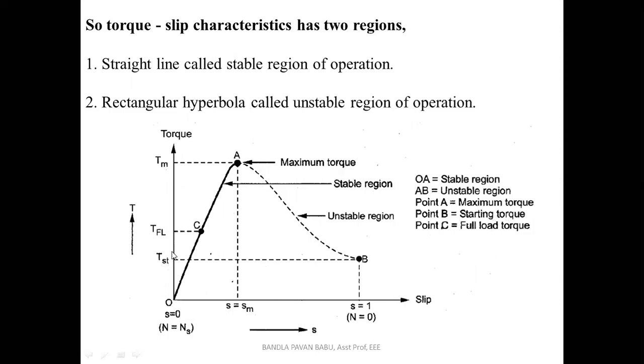So look at the starting torque. We have derived the equation in the last session. What is the starting torque equation? Next, point C is the full load torque. So where is point C here? This is point C, the full load torque.